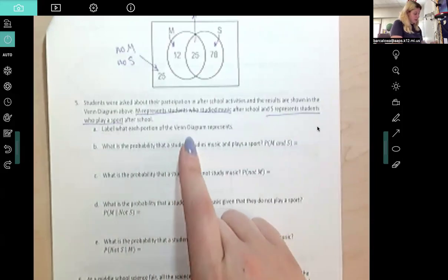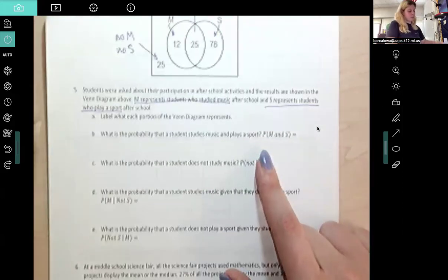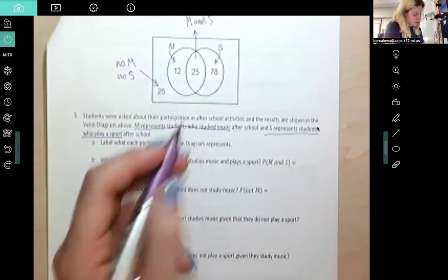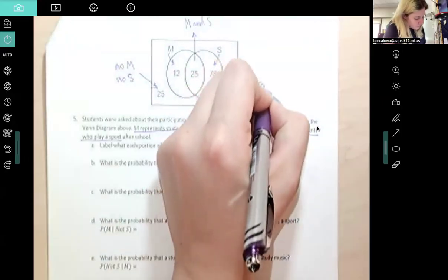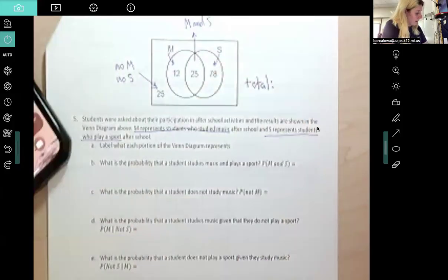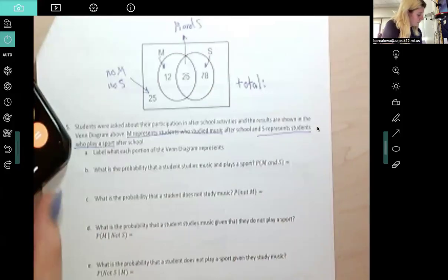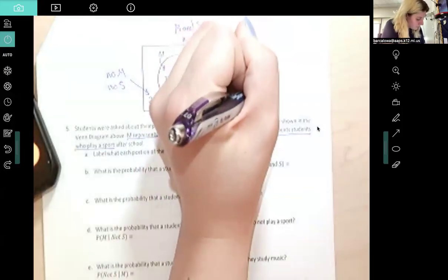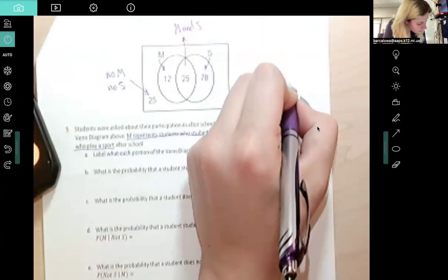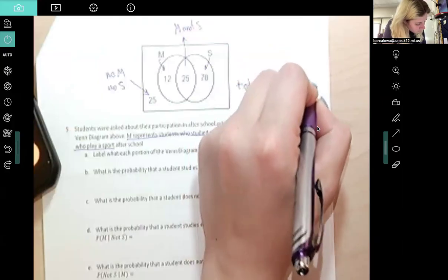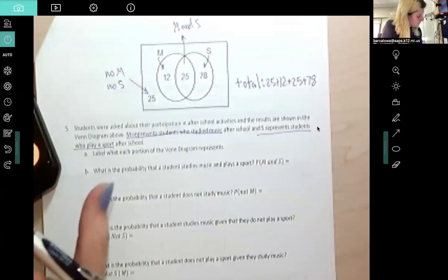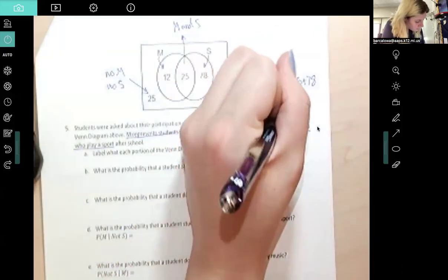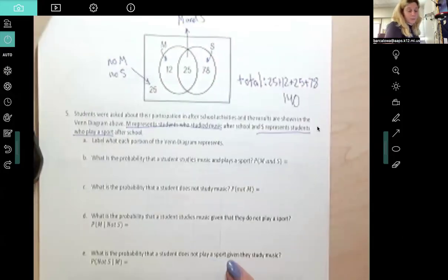We labeled the Venn diagram. What is the probability a student studies music and plays a sport? Okay, first I need to figure out the total number of students. So I'm going to add everyone up. 25 plus 12 plus 25 plus 78. 140. So I have 140 people total.